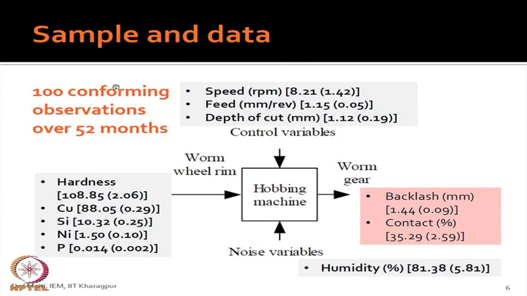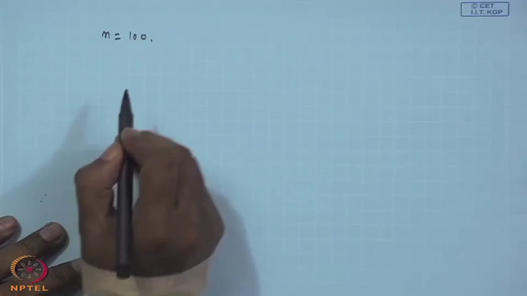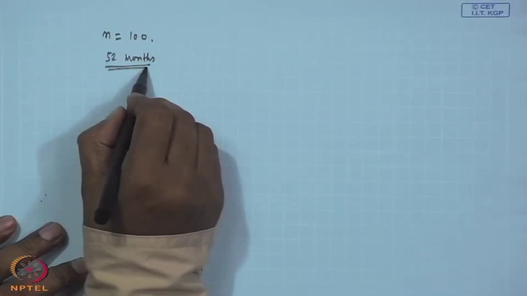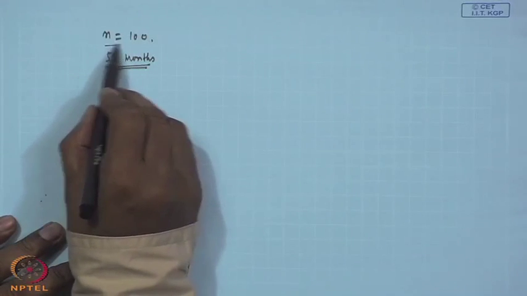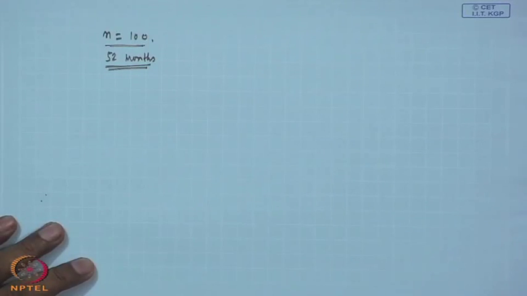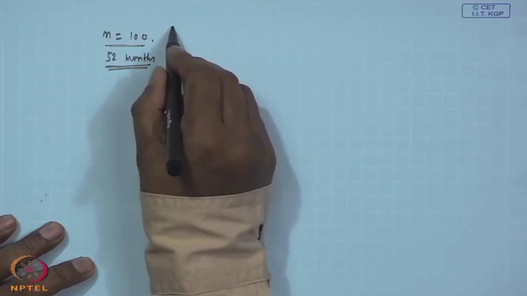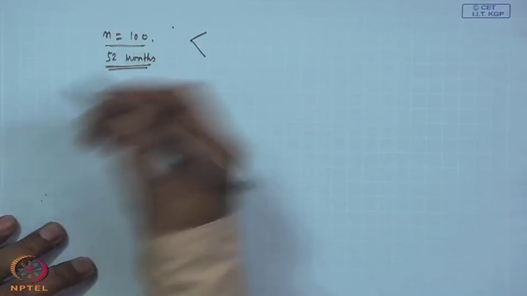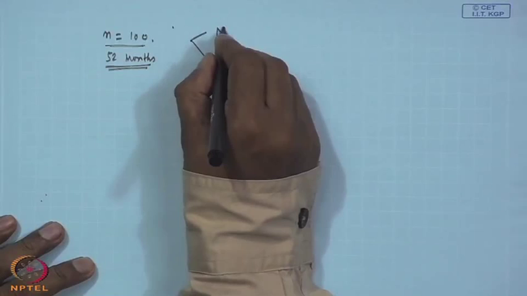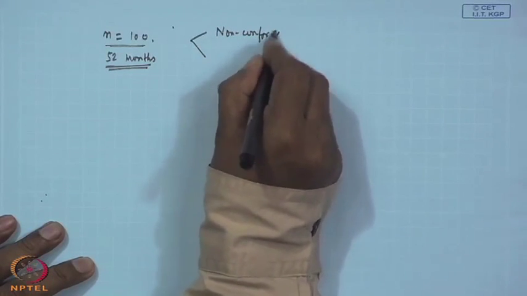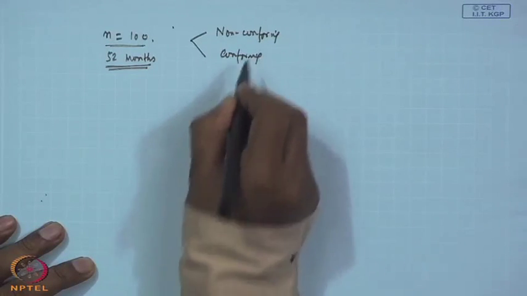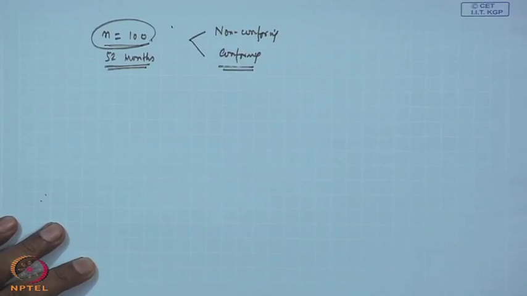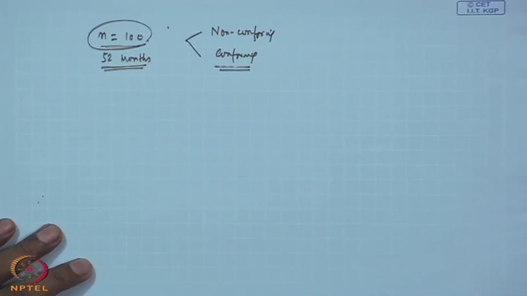So, that means what is our n sample size? N equal to 100. What is the period of collection? 52 months period of collection. So, during 52 months, the production unit produces a certain number of worm gears, out of which some are rejected or go to rework, and some are accepted. Those that are rejected are known as non-conforming, and those accepted are known as conforming. So, these conforming items are considered. So, 100 conforming observations were considered.